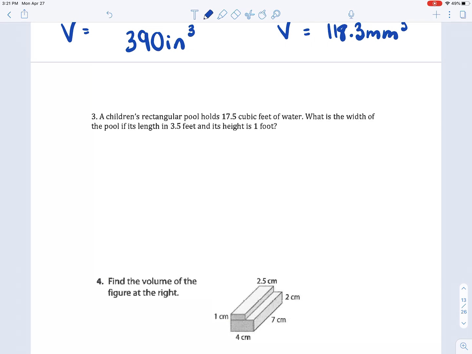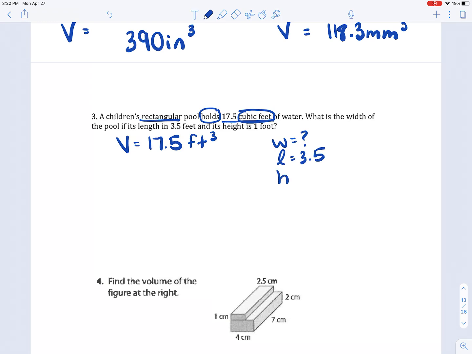Number 3, a children's rectangular pool holds 17.5 cubic feet of water. So right there, I should notice a few things. First is the word holds. Doesn't say covers, holds. I'm thinking volume. Second, I see cubic feet. My units are cubed, so again, I'm thinking volume. I have a rectangular pool, and the volume is 17.5 feet cubed. What is the width of the pool if its length is 3.5 and its height is 1?